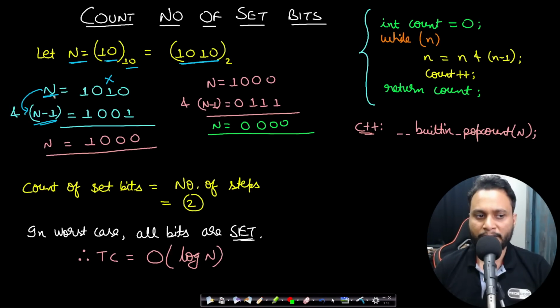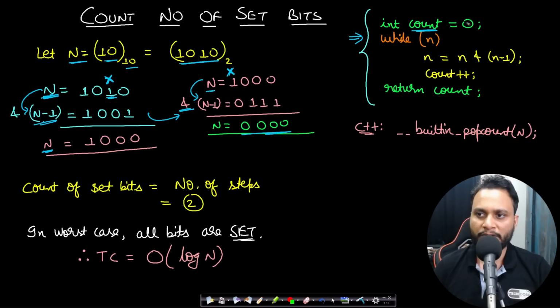If you AND n with n minus 1, then you are effectively removing the least significant set bit here, and you get 1000. Again, if you make it the new n and find n minus 1 and do a bitwise AND between them, then you are effectively removing the least significant set bit. So one by one, if you remove the least significant set bits, then the number of steps it takes to convert n to a value 0 is actually the number of set bits, right? And this is the code here.